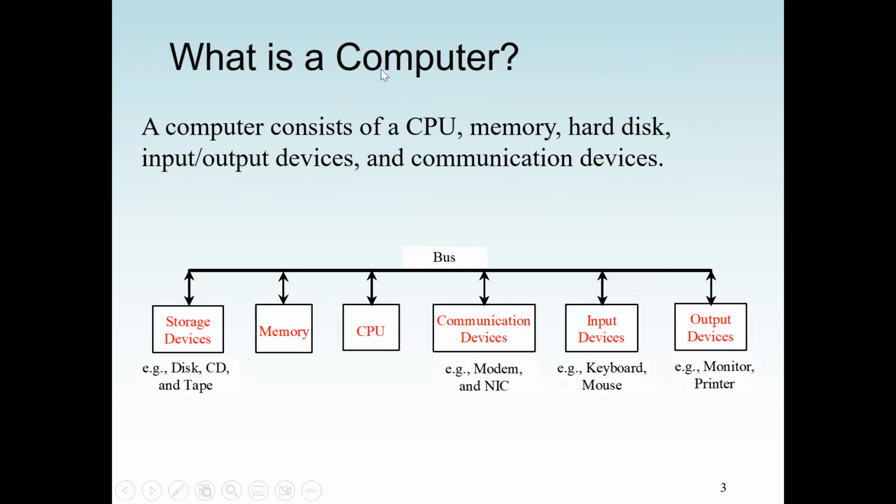So first we start with what is a computer. Here we say a computer consists of a CPU, memory, hard disk, input and output devices, and communication devices. So from this definition, we can say that a computer is any electronic device that can take an input, be able to process the input, and be able to store the input. So it might have a memory or storage device, and also be able to communicate with other devices.